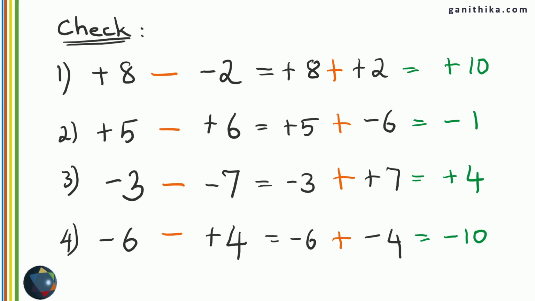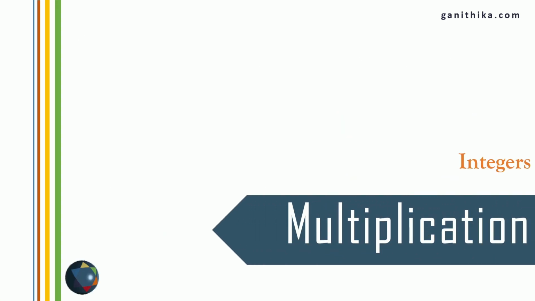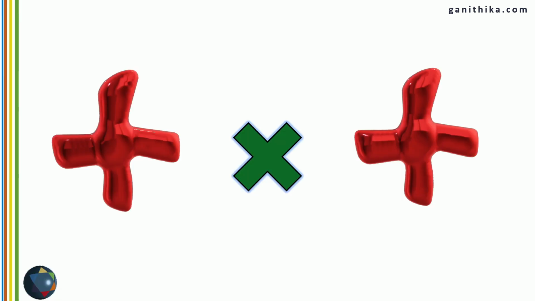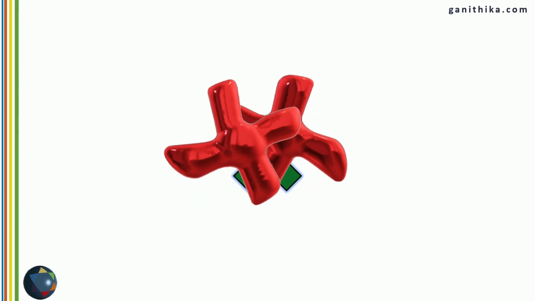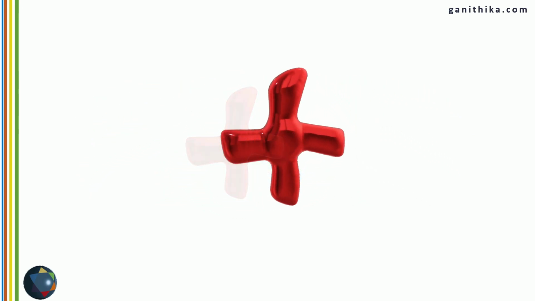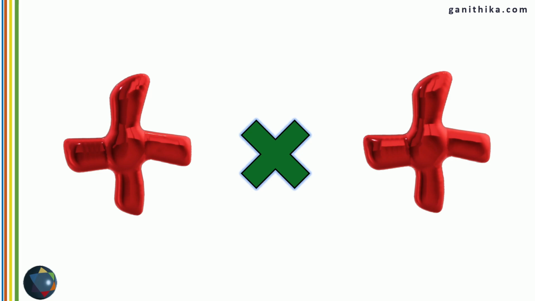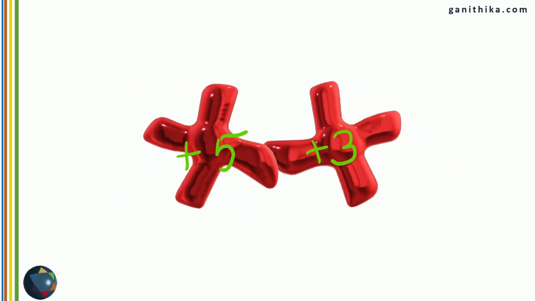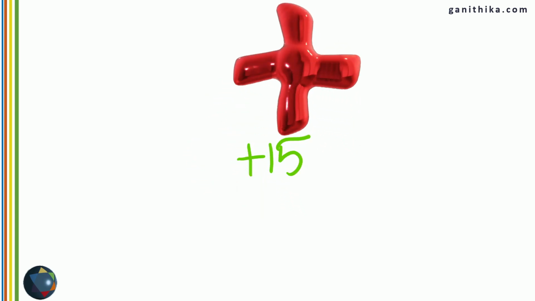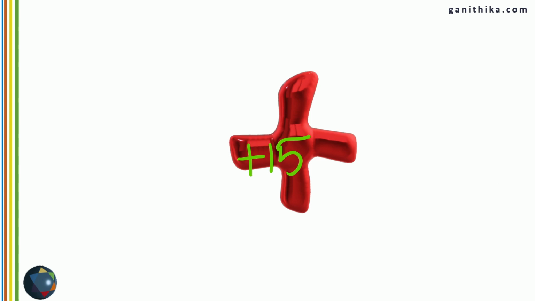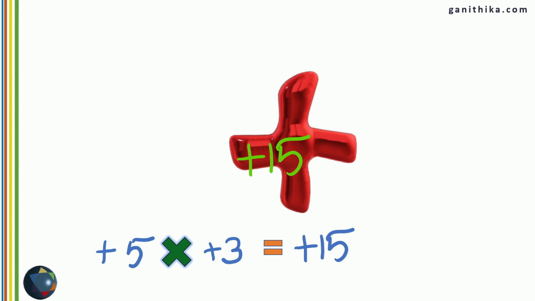So addition and subtractions are over and we are going to go into multiplication of integers. When you have two positive integers to be multiplied, the final answer will be a positive integer. So you simply need to multiply the numbers given there and give the answer as a positive number. So 5 times 3 is 15. Therefore, the answer for positive 5 multiplied by positive 3 would be positive 15.